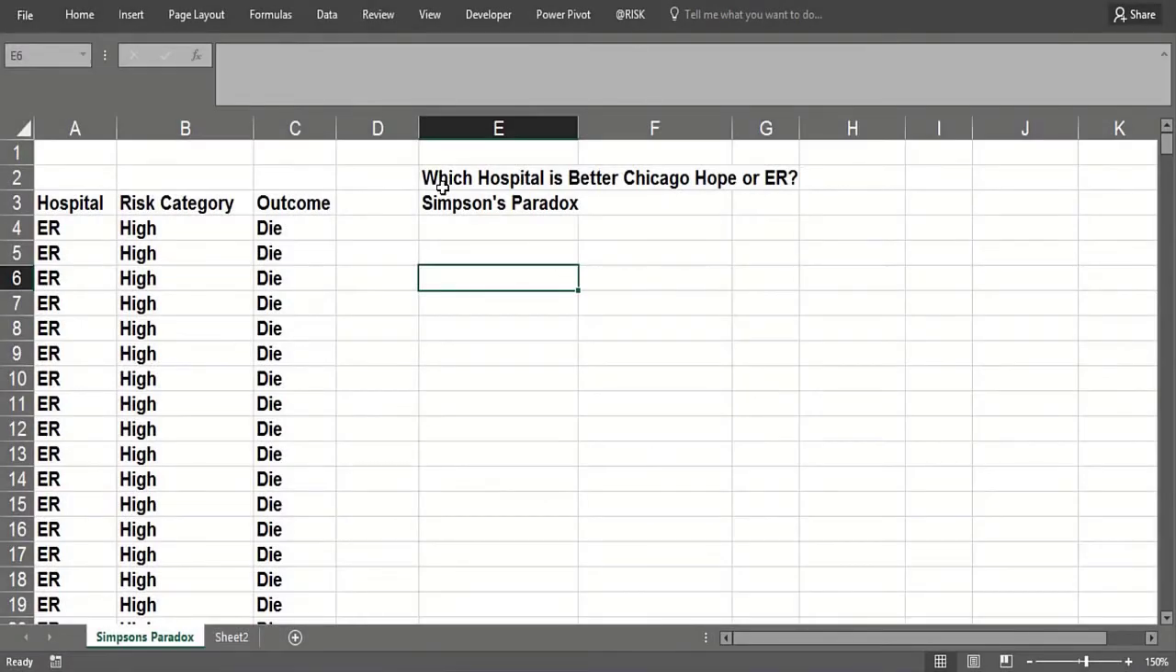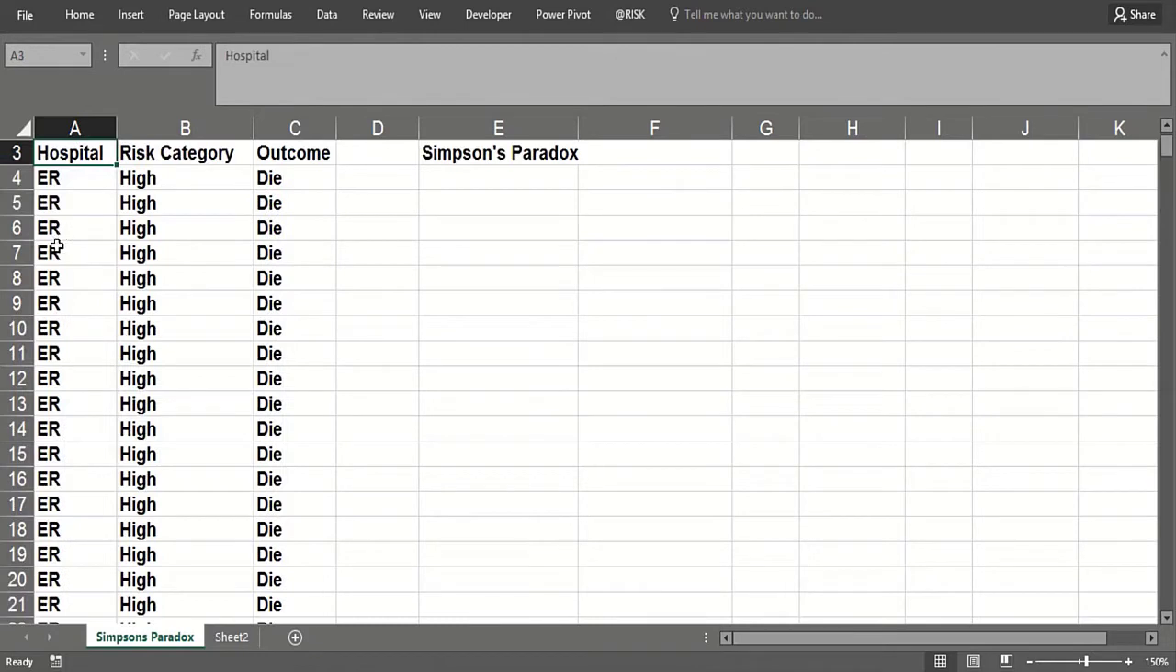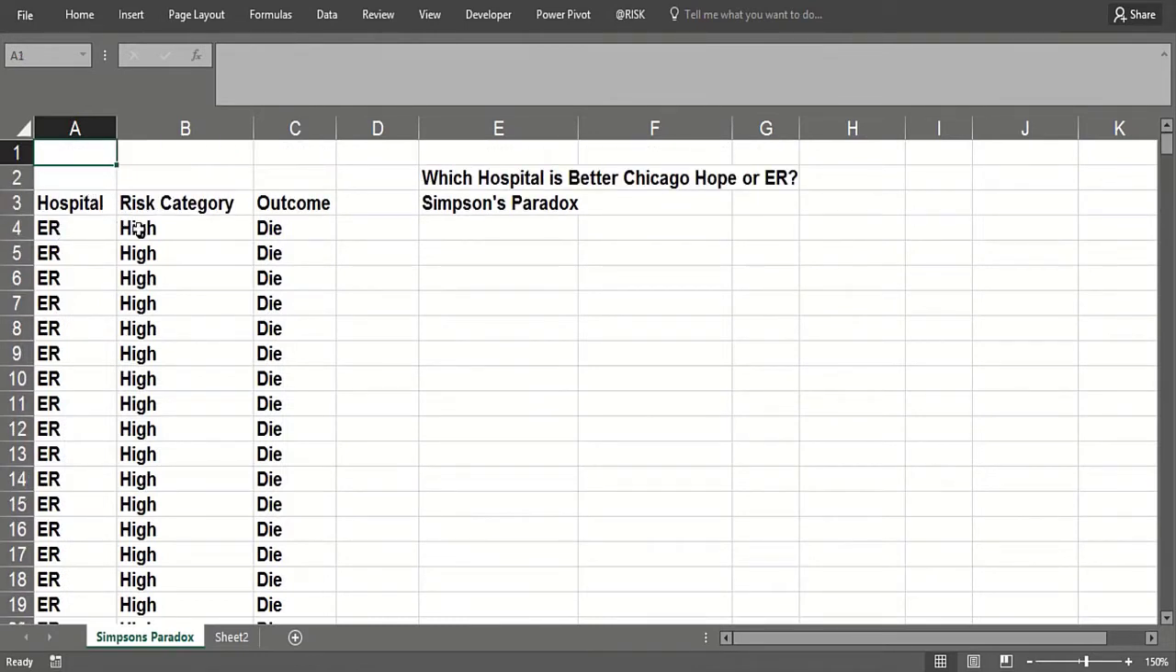In this video, we're going to use pivot tables to illustrate a neat paradox in probability and statistics known as Simpson's paradox. And so you'll see what Simpson's paradox is once we go through our pivot table. So we have two hospitals here, ER and Chicago Hope, and we want to know which is a better hospital on open heart surgery. So we have for each patient around 400 of them.